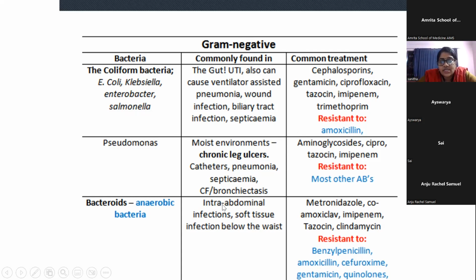And anaerobic bacteria can cause intraabdominal infections, soft tissue infections. Then metronidazole is the main modality for treating bacteria which are anaerobes. Then we can use piperacillin, tazobactam, clindamycin, imipenem for treatment of anaerobic infections.